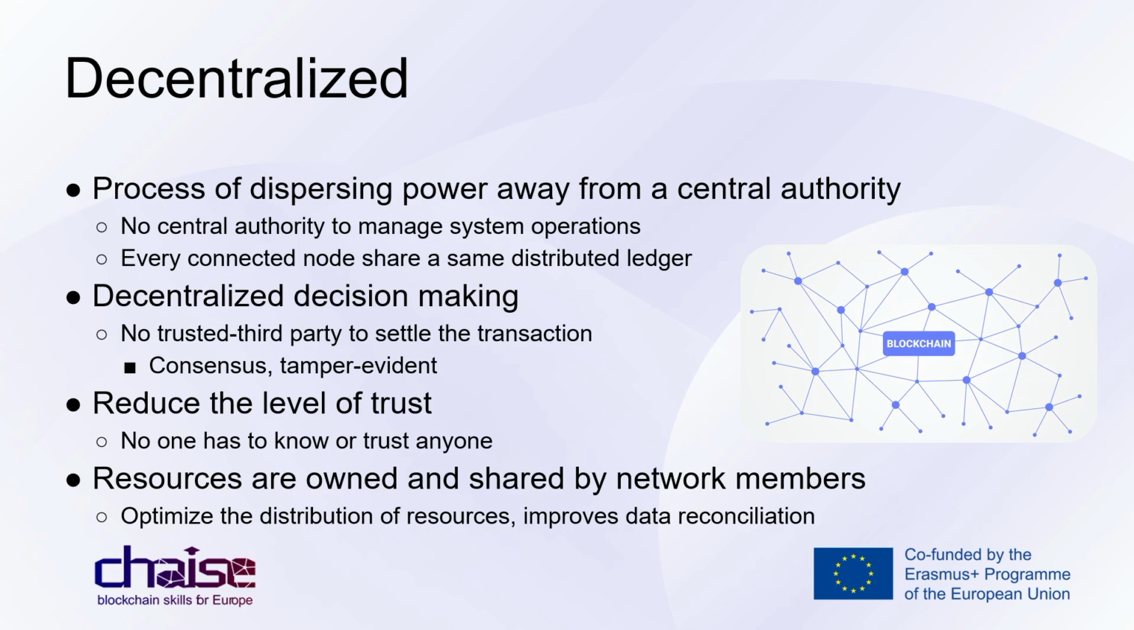Furthermore, in a decentralized system like blockchain, resources are owned and shared by network members, the nodes. So, there is no centralized authority who is governing the network or who is managing the resources of the system. So, resources are owned and shared by the network nodes, which optimizes resource allocation and enhances data reconciliation.